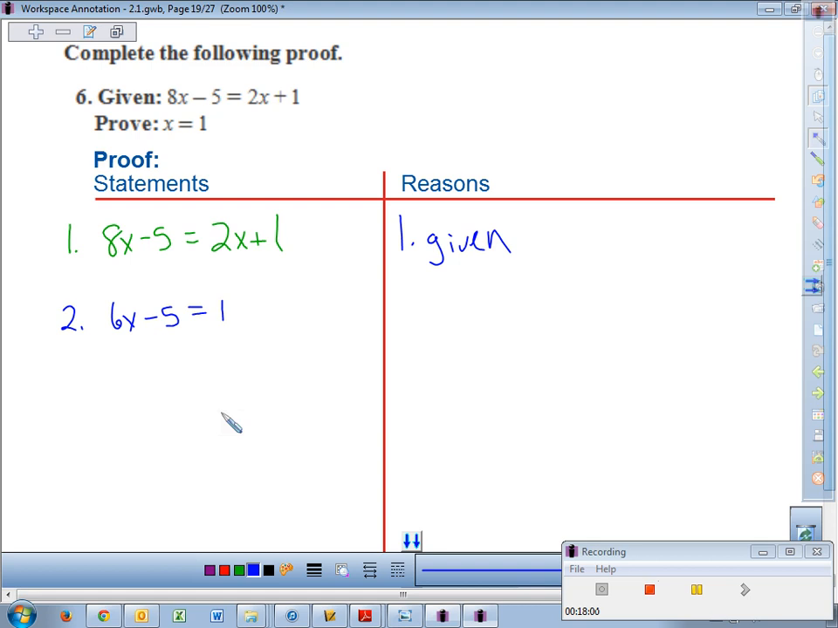You cool with that? Justify. How come I could do that? Why could I subtract 2x from both sides? The addition property of equality says so, baby. Righteous? Next move. What will we do to continue our path to get x all by itself? Add 5 to both sides, so step 3. And the reason why I can add 5 to both sides is the exact same thing. You're adding the same number to both sides, so that's the addition property of equality also.